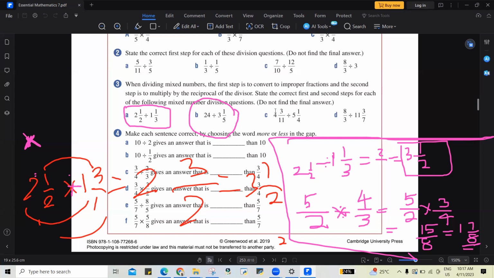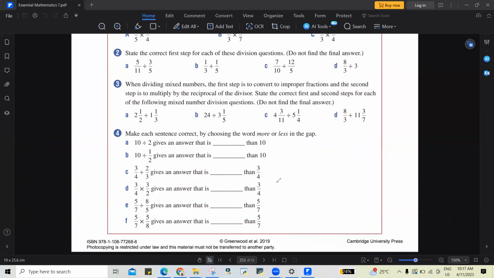Yeah, done. Done. Done? What is the second one? 24 divided by 3 and 1 over 5, which would equal 24 divided by 16 over 5.